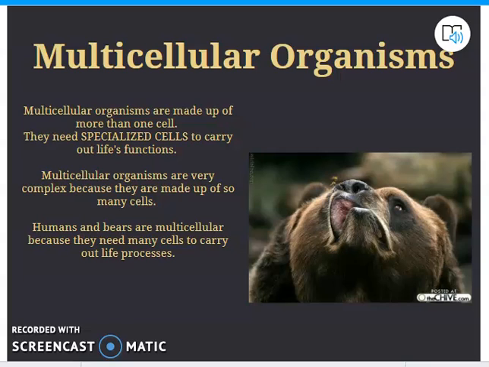Whereas the unicellular organism is very, very simple, multicellular organisms are very, very complex. We have so many different types of cells that make up our body, and it's extremely important that we know the difference between unicellular and multicellular.